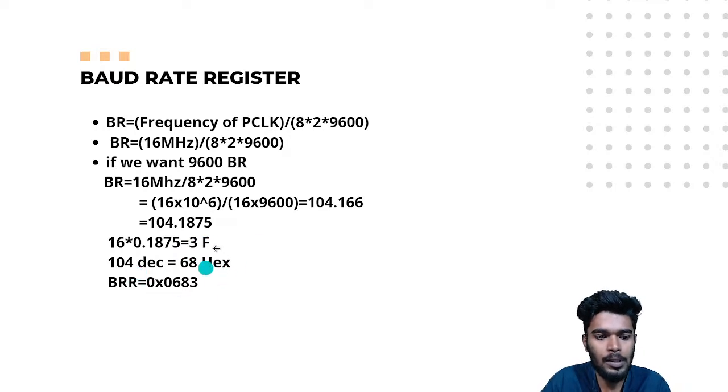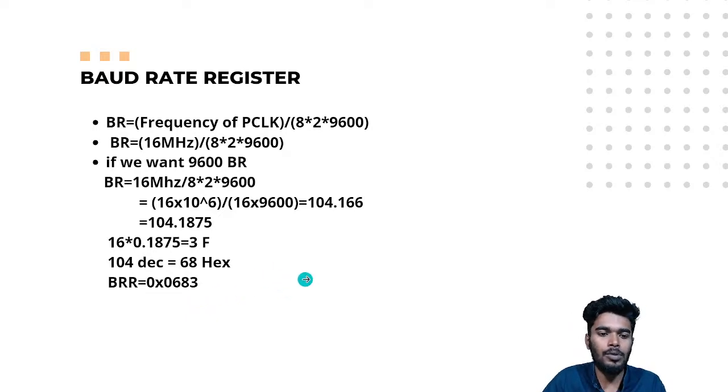And you have to convert this decimal 104 into hexadecimal. If you use the calculator to convert it, the value is 68 in hexadecimal. And we have to give the baud rate as 0x0683. So this 3 will get settled in the fraction and the 68 will get settled in the mantissa.